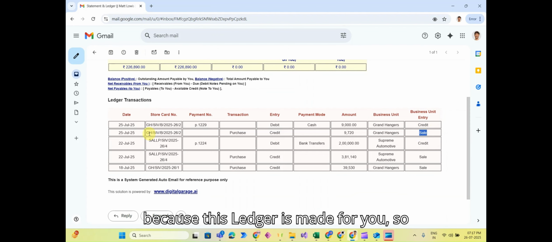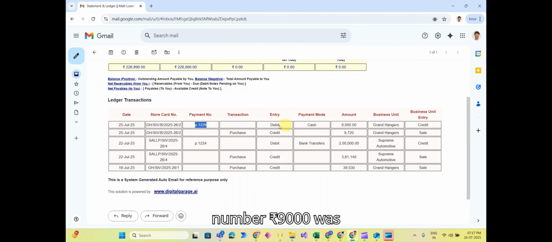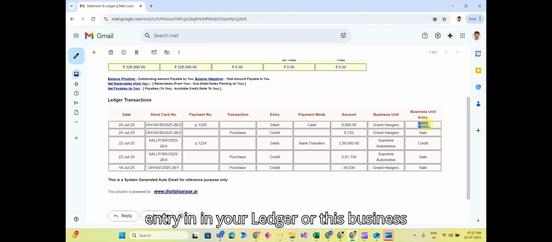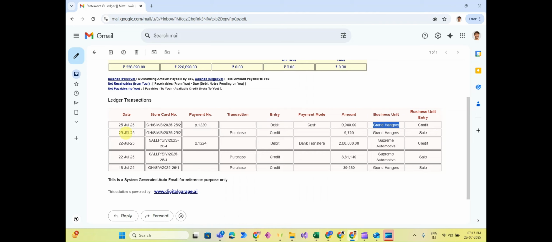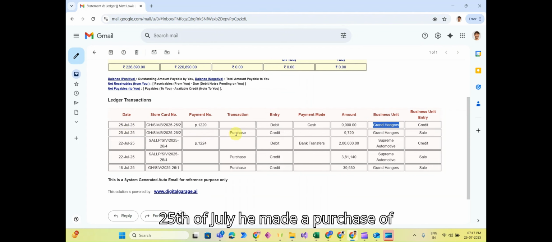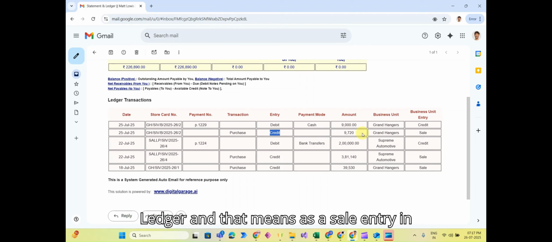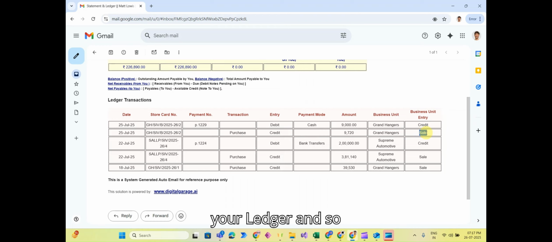But because this ledger is made for you, on 25th of July, against this payment number, 9,000 rupees was paid by the customer to us. So it's a debit entry in his ledger, but it's a credit entry in your ledger or this business unit ledger. On 25th of July, he made a purchase of 9,720 rupees. So he purchased, and that's a credit entry in his ledger, which means a sale entry in your ledger, and so on and so forth.